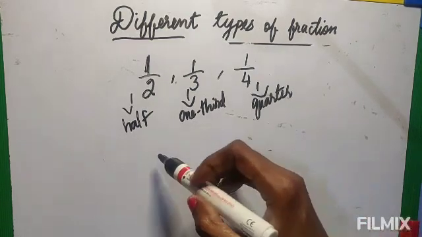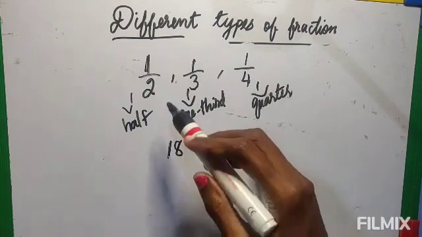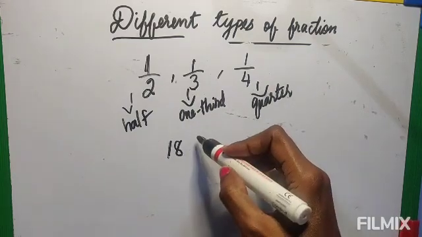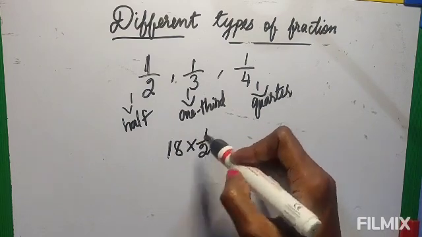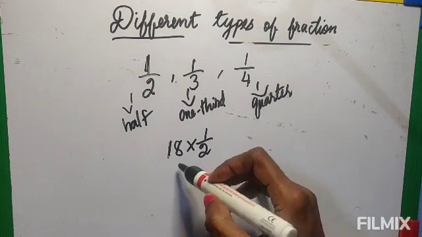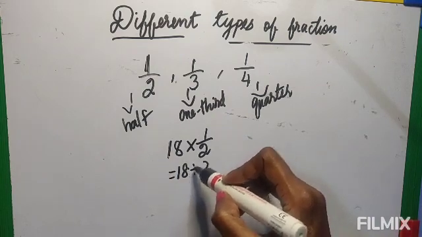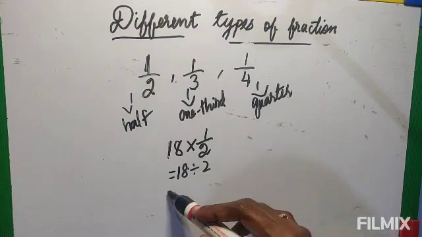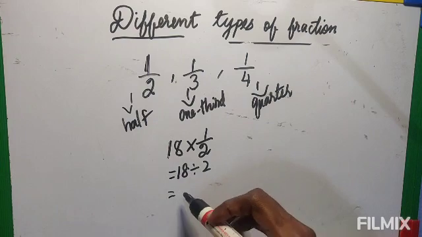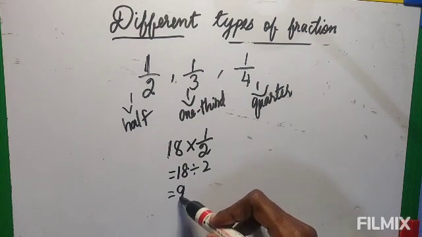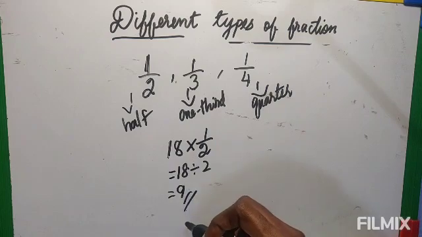Suppose it is given 18, so you have to find half of 18. Half of 18 means 18 multiplied by 1 by 2. So here it is 18 divided by 2. I told you, you have to divide by 2. How many 2's are there in 18? 9 2's are 18. So 9 is the answer. So to find the half of the number, you will divide by 2.